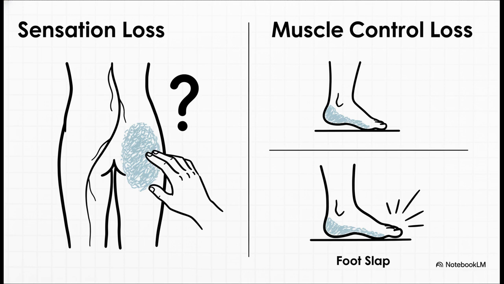And for clue 7, we're looking for true loss of muscle control. We're not talking about it hurting too much to push. We're talking about an actual inability to control the muscle, like your foot literally slapping the ground when you walk.